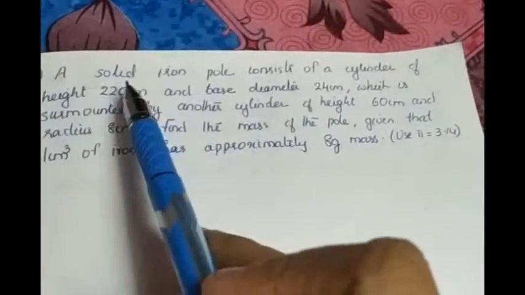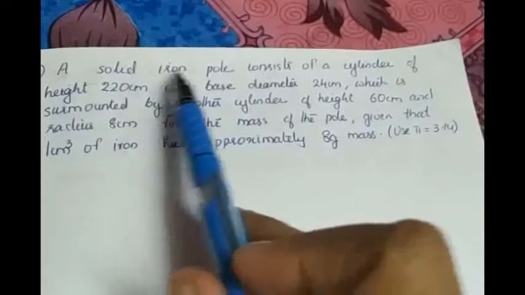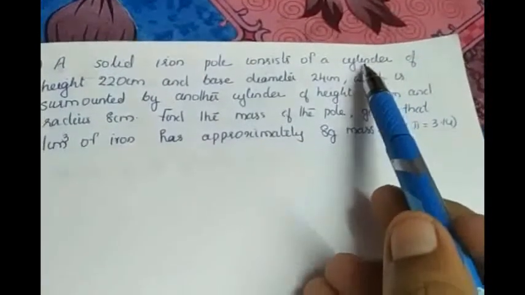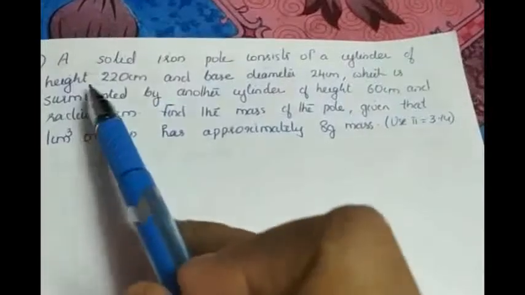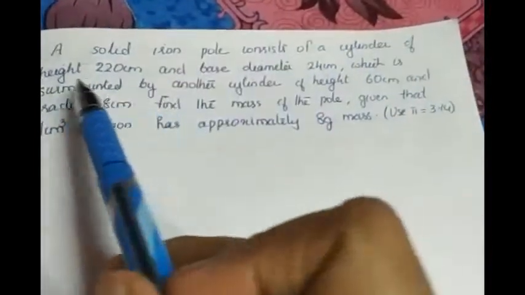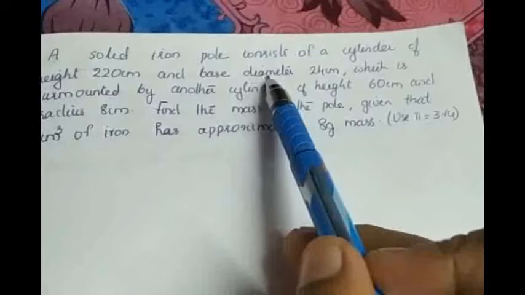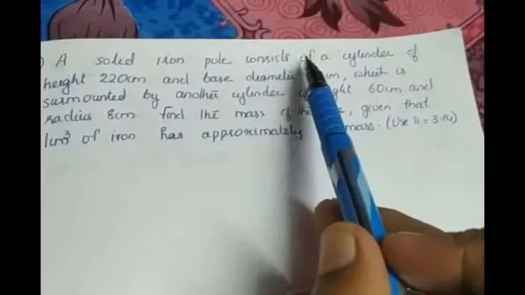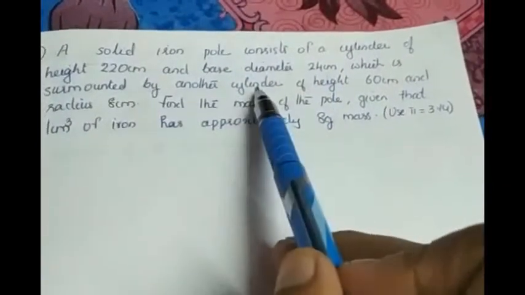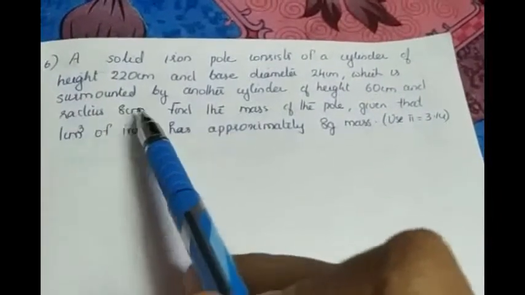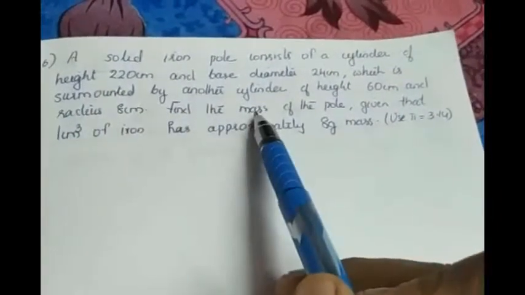If the value of pi is given, just apply this value, don't apply 22/7. Okay, so read the question again. A solid iron ball is there. Iron ball, what is the shape? It's in the shape of a cylinder. It is clearly mentioned in the question too. Its height is given. For the cylinder, the only nomenclatures are height and radius. Height is given. Instead of radius, diameter is given. So radius will be half of 24. And this cylinder is surmounted by another cylinder which is small in size, height is 60 cm and the radius is 8 cm. We have to find the mass of the ball.